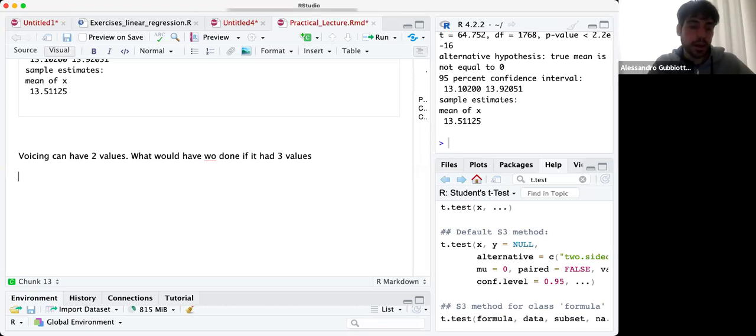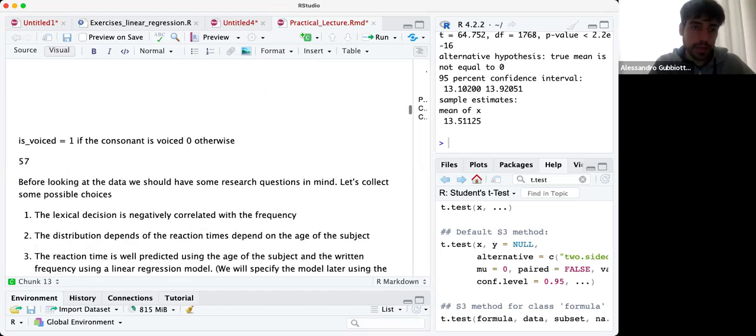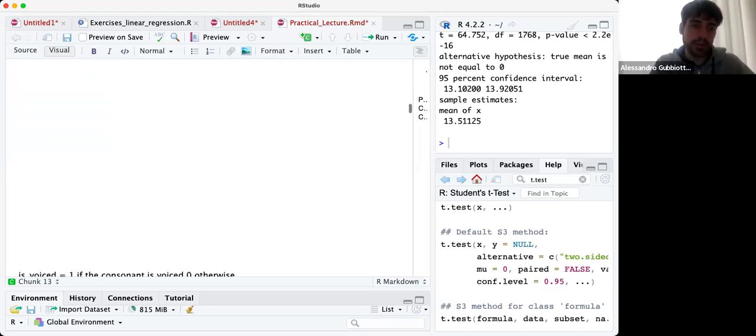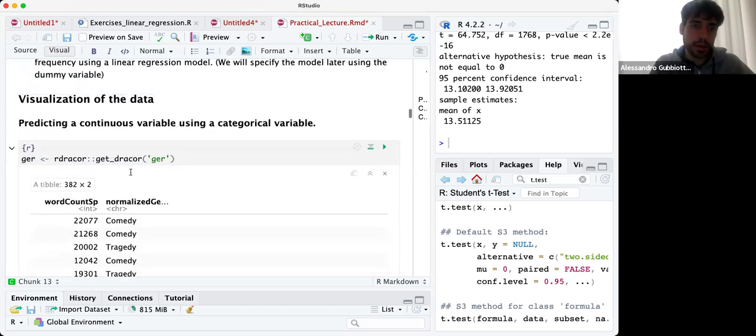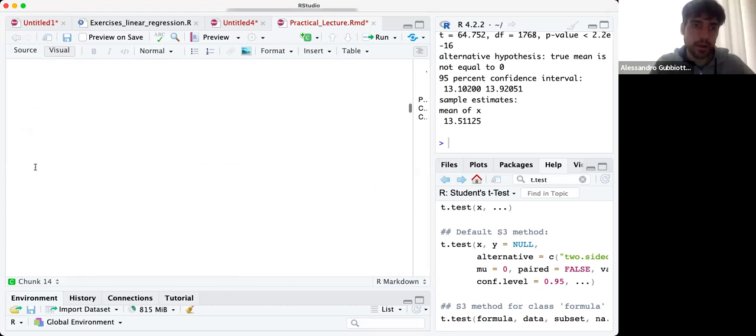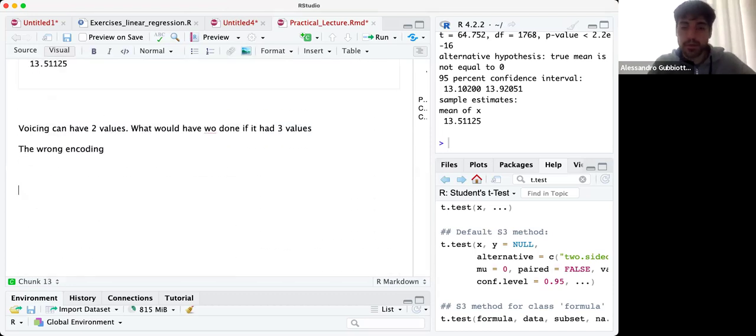because you are making assumptions using that encoding. So the wrong encoding is like, okay, let me give you an example. There was this drama corpus, the corpora with dramas from different languages.